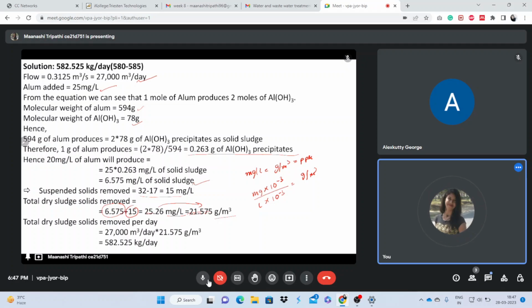So this is wrong. This is the correct one: 21.575 gram per meter cube. So when we multiply it by the flow that we are receiving, we will get this. So this is your answer. The solution is indicated here, and this is the range of values in which the solution is accepted by the computer.